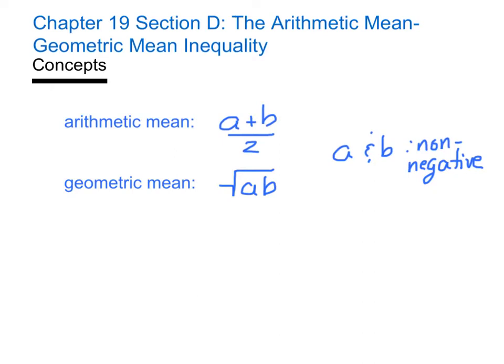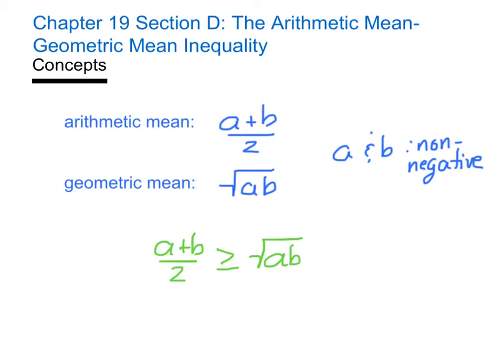Now there are some interesting properties of the arithmetic and geometric means when we compare them to each other. We could do a little bit of a study, but I'm not going to take the time in this video because your textbook does it pretty well. But if you plug in values of a and b, remember they have to be non-negative, we see that a plus b over 2, or the arithmetic mean, is always greater than or equal to the geometric mean.